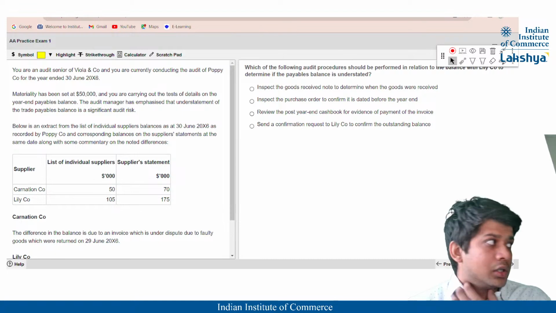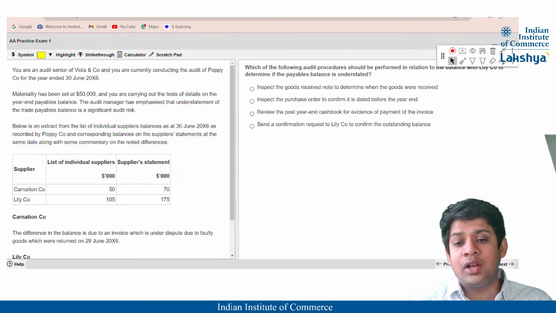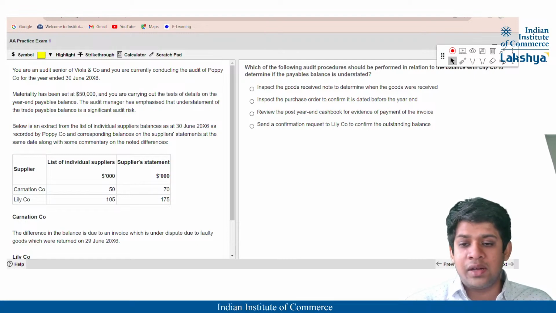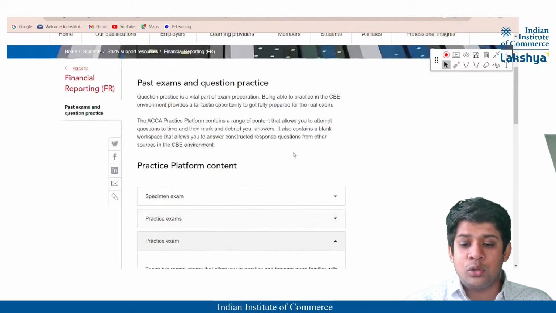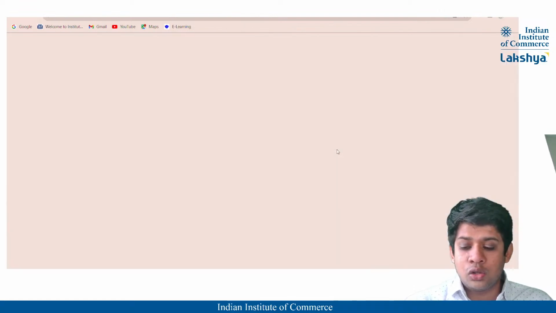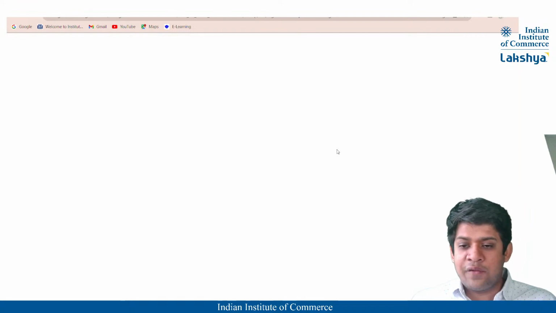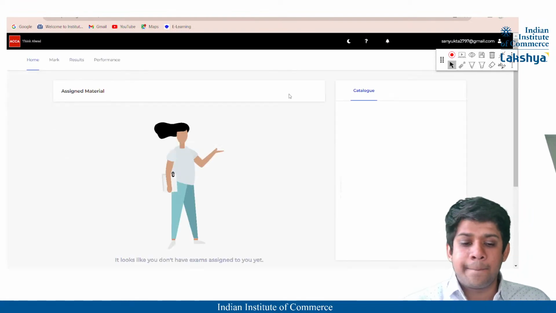Okay. So these were certain instructions which were supposed to be given. I hope it is clear, guys. If in case any doubts, you can ask me in the comment section regarding the CBE platform. Now we actually jump to the FR examination. So let us start off with the FR examination.